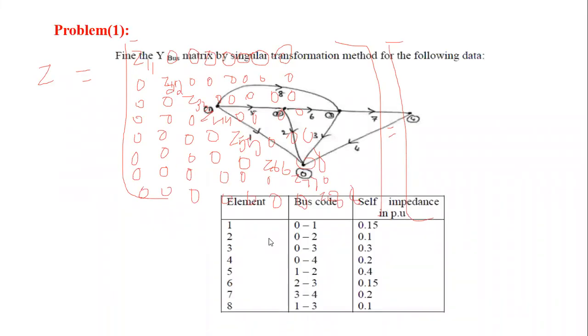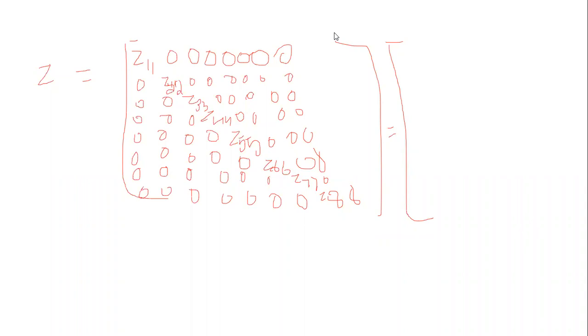Okay, this is the Z matrix. Then we substitute all the values in this matrix. What is the Z11 value? Z11 is equal to 0.15, Z22 is 0.2, then 0.3, 0.15, 0.1, 0.3, 0.1, 0 and 0.25.